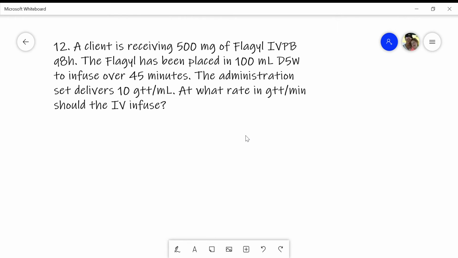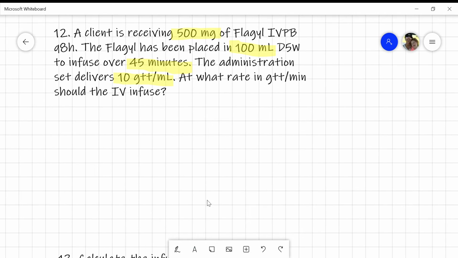Let's see, number 12. All right, so a client is receiving 500 milligrams of Flagyl IVPB Q8H. It's been placed in 100 milliliters D5W to infuse over 45 minutes. The administration set delivers 10 GTT a milliliter. And so this is basically going to be like the other one.